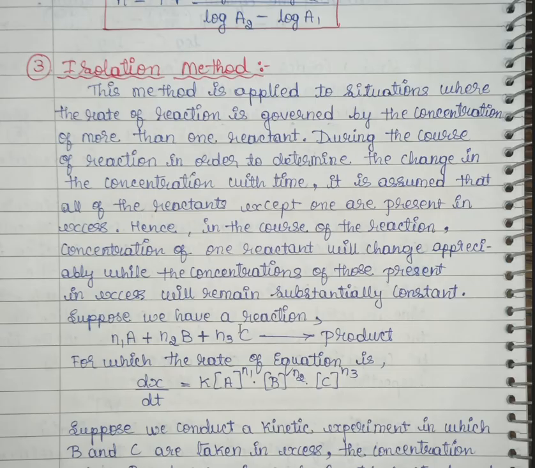Next, the third one is the isolation method. In the isolation method, consider a reaction of N1 of A plus N2 of B plus N3 of C giving rise to product. Here A, B, C are the reactants. The rate equation is given by dx by dt is equal to K into the molar concentration of A to the power N1, the molar concentration of B to the power N2, and the molar concentration of C to the power N3.